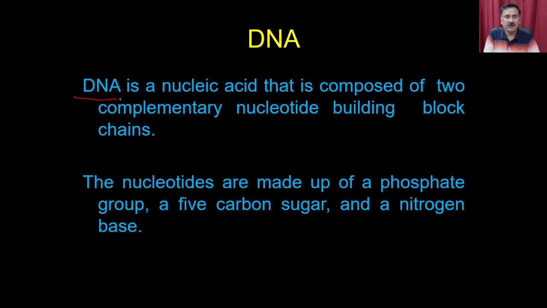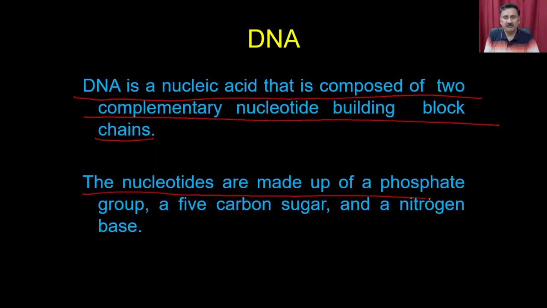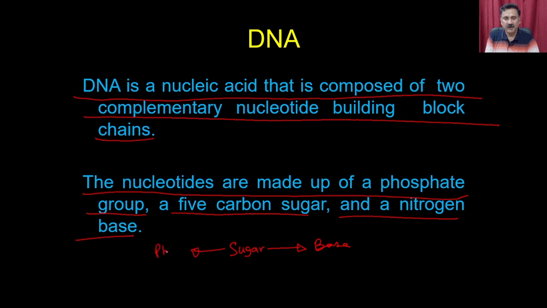DNA is a nucleic acid that is composed of two complementary chains of nucleotide building blocks, right? You know that DNA is a double helix and it is made up of nucleotides. The nucleotides are made up of a phosphate group, a five-membered carbon sugar, and a nitrogen base. The sugar is attached on one side to the base, and on the other side to the phosphate group. And this is going to help in the formation of the DNA.